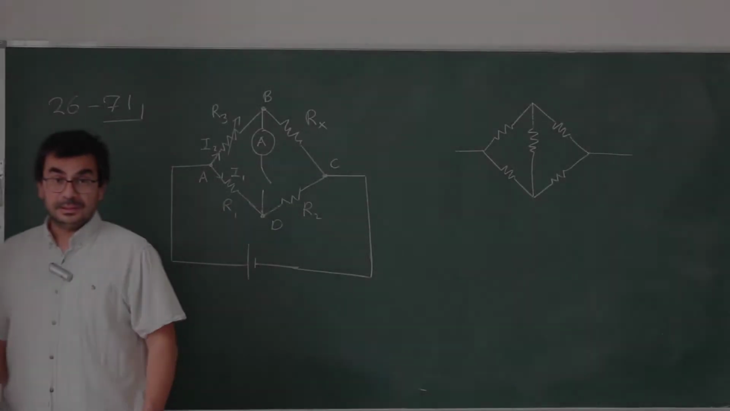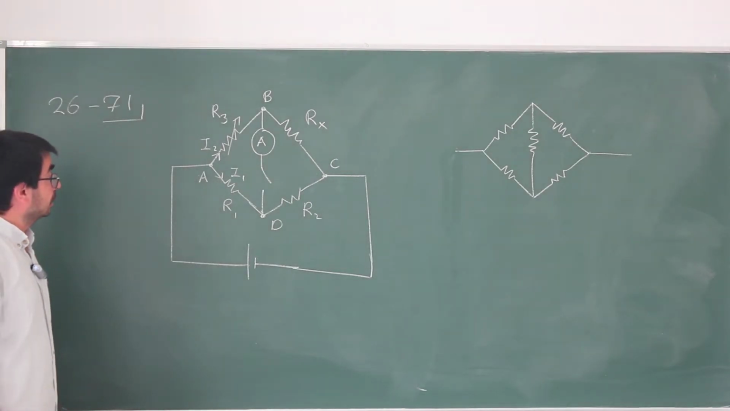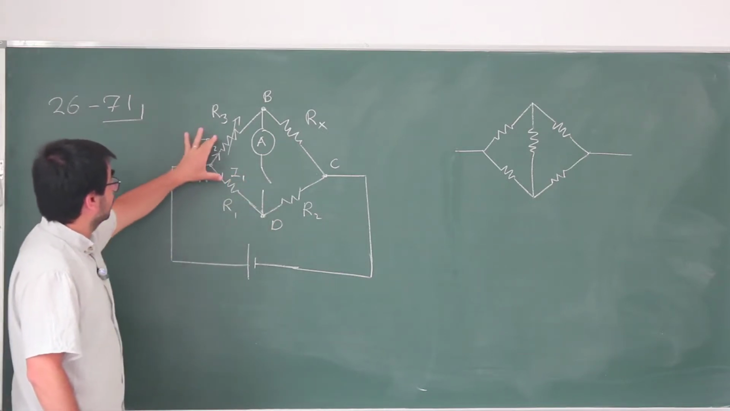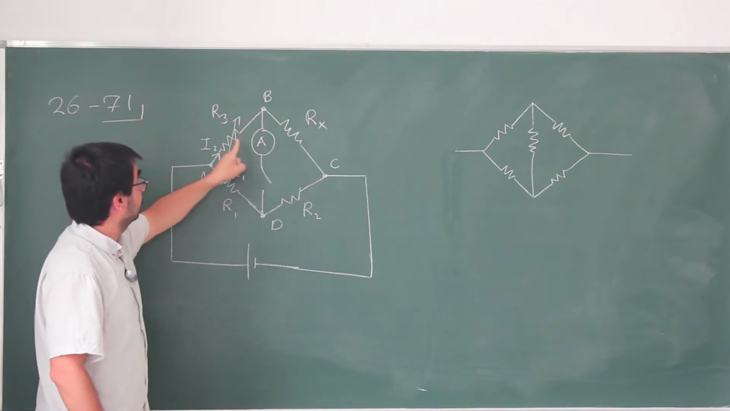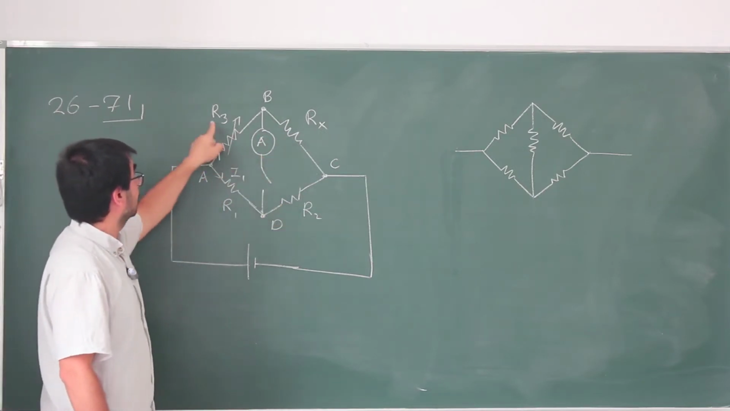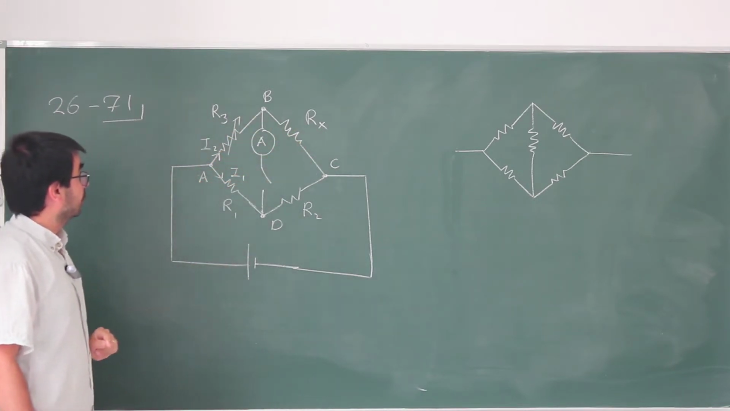Okay. So this is problem 71 from chapter 26. Here we have a Wheatstone bridge. So there's some complicated circuit, it's quite busy. So we have 4 resistors here. One of them is a variable resistance. These are labeled R1, R2, and R3. R3 is variable. And there's this Rx, which we are required to find.